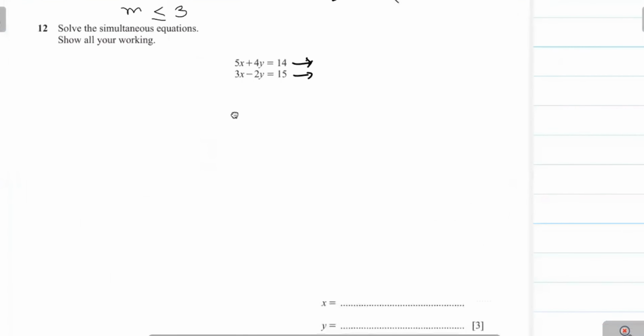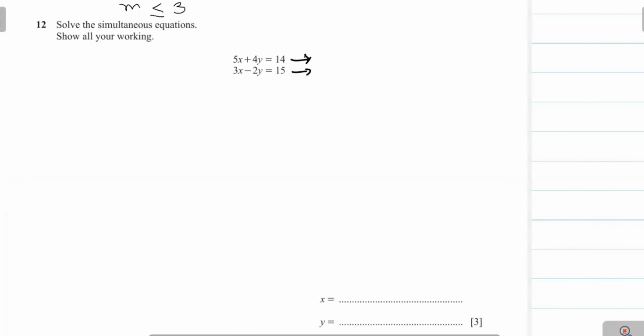Question number 12, solve the simultaneous equations. Show your working. You see here, the first equation is 5x plus 4y equal to 14. Second is 3x minus 2y equal to 15. To solve these equations, we multiply equation 2 by 2 to make the coefficient of y the same. When we multiply this equation by 2, we get 3 times 2 is 6x minus 4y equal to 30. The first equation we write here as 5x plus 4y equal to 14. Now we name it as equation 1 and this is equation 2.